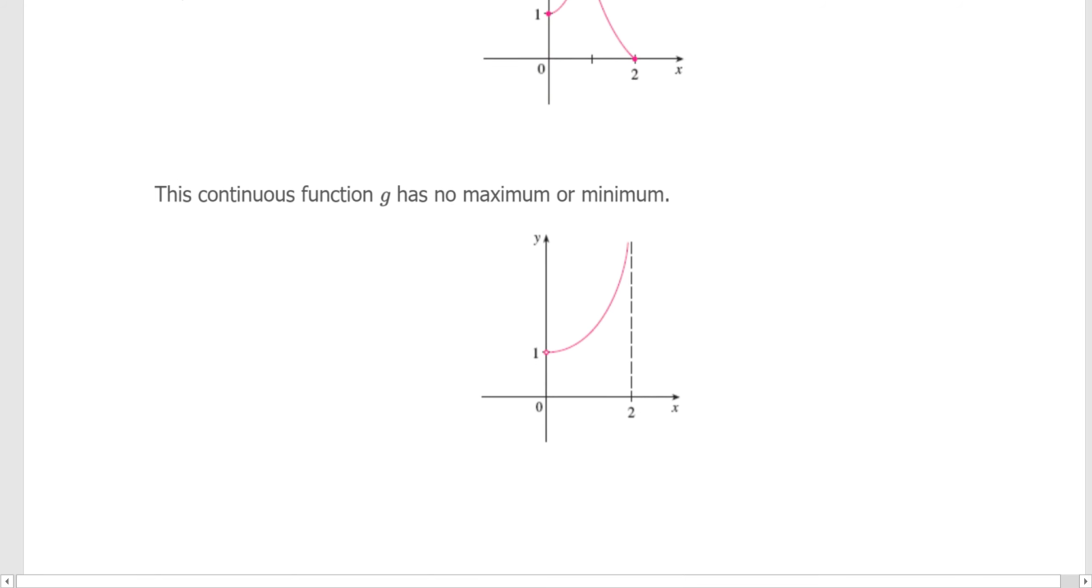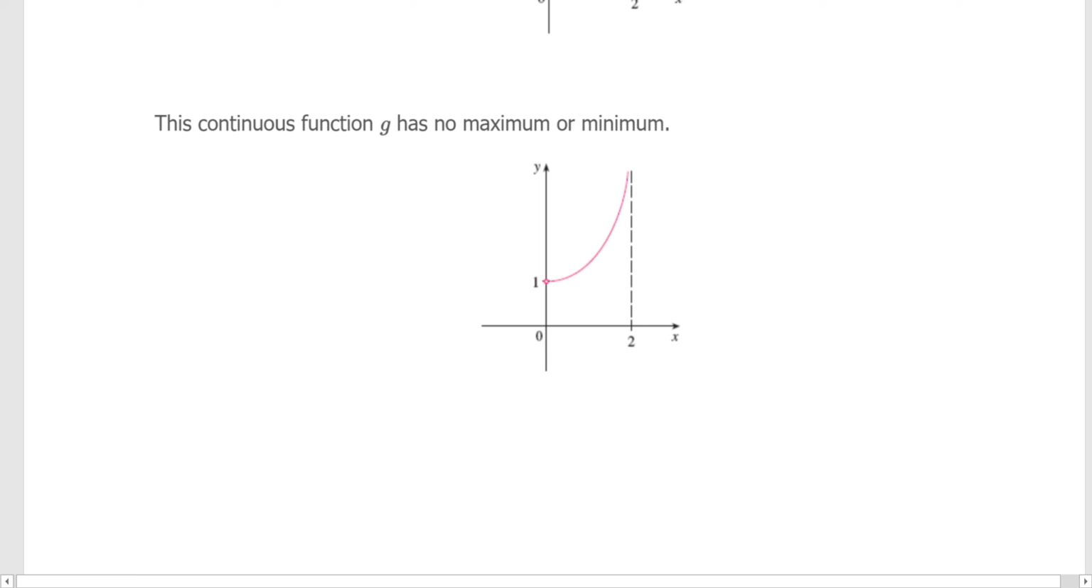Okay, and then another one that we have to be careful of is something like this. This function is continuous, except it has no minimum and no maximum. That is because it is not a closed interval.